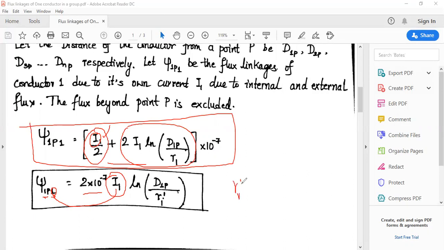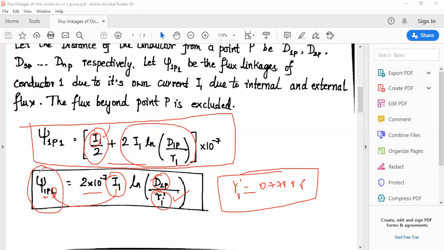If you recall, r1 dash is 0.7788 times r. That's the value of the fictitious radius. So D1P divided by r1 dash represents the flux linkages due to the current I1 alone. This is the flux linkage of conductor 1 due to its own current I1, due to internal and external flux, given by phi 1P1.